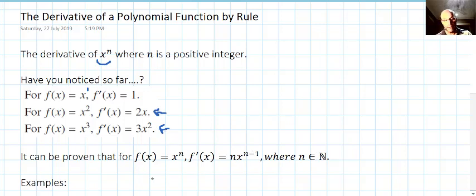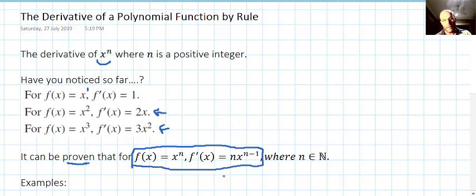There is definitely a pattern here, and in general this is the pattern, and you should take note of the following. It can be proven, although we're not doing a proof in this video, that for any function x to the power n, where n is a natural number, a positive integer, the derivative is n times x to the n minus 1. Very important. So n is a positive integer or a counting number.